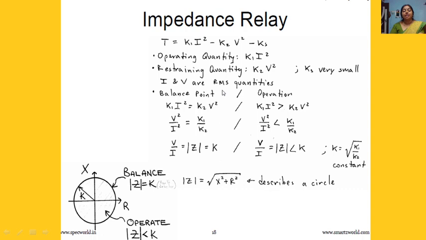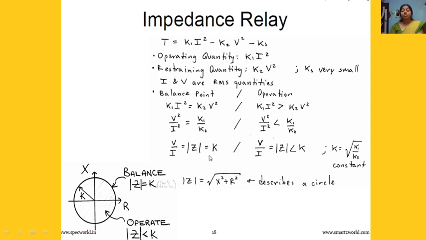Now at the balance point, K1 I square is equal to K2 V square, so V square by I square is equal to K1 by K2. So V by I is under root of K1 by K2. This is called K, the under root of K1 by K2, which is a constant impedance Z. That is our Z set.